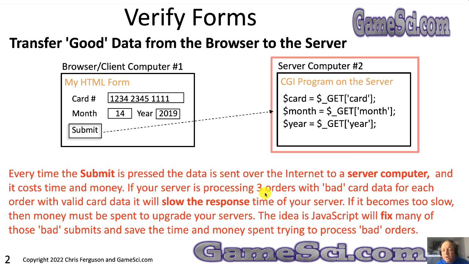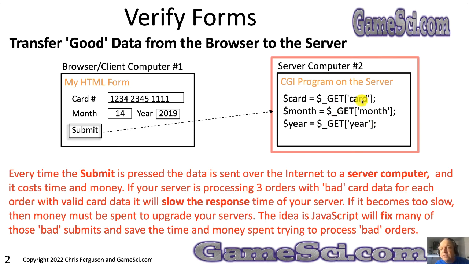If your server is processing 3 orders with bad card data for each order with valid card data, it will slow the response time of your server. If it becomes too slow, then money must be spent to upgrade your servers. The idea is JavaScript will fix many of those bad submits and save time and money spent trying to process bad orders. When the data gets to the server side, it then has to contact the credit card company.